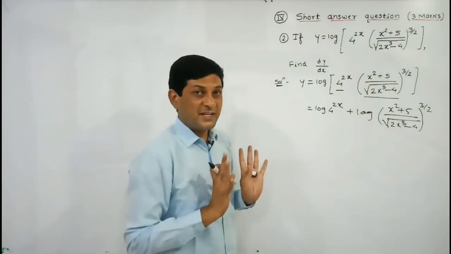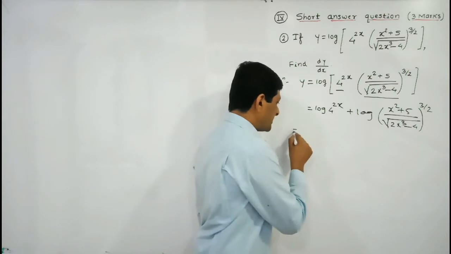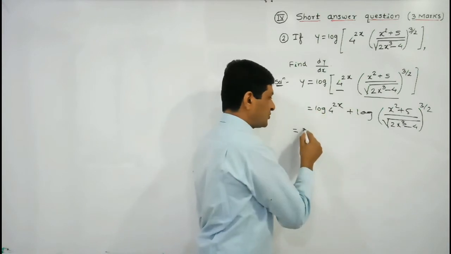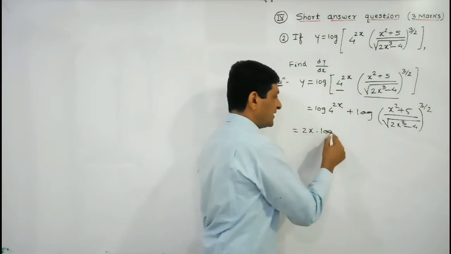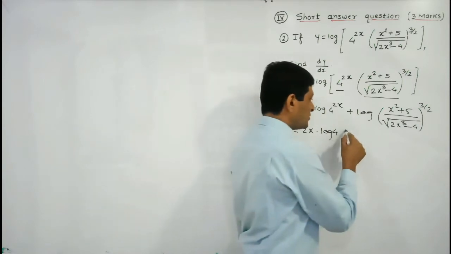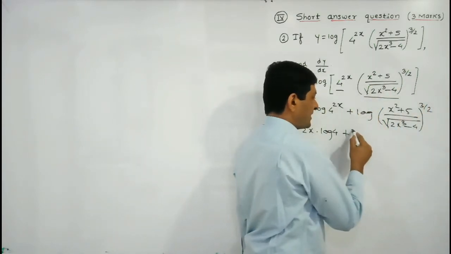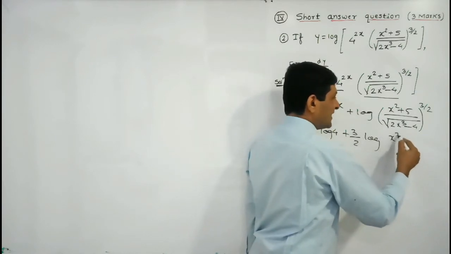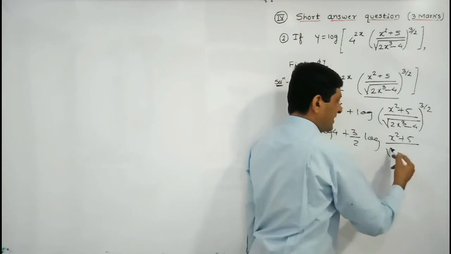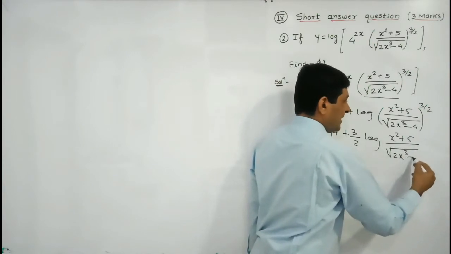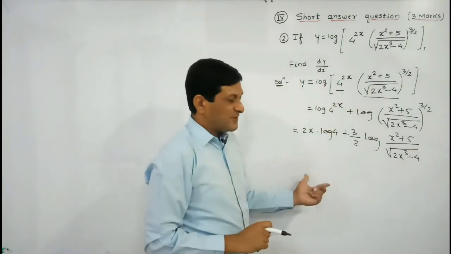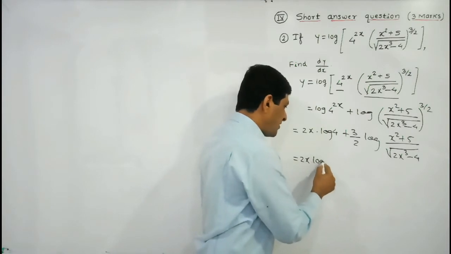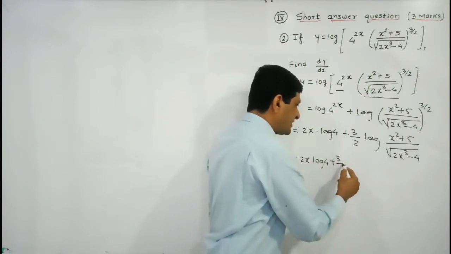Now again we are simplifying it applying laws of logarithm. According to laws of logarithm, this power can be taken as coefficient. So 2x can be taken as coefficient into log 4, plus here also, this 3 by 2 power can be taken as coefficient, and the remaining term will be log of (x square plus 5) divided by under root (2x cube minus 4). The first term is already in the simplest form, so keep it as it is: 2x into log 4, plus 3 by 2 also as it is.